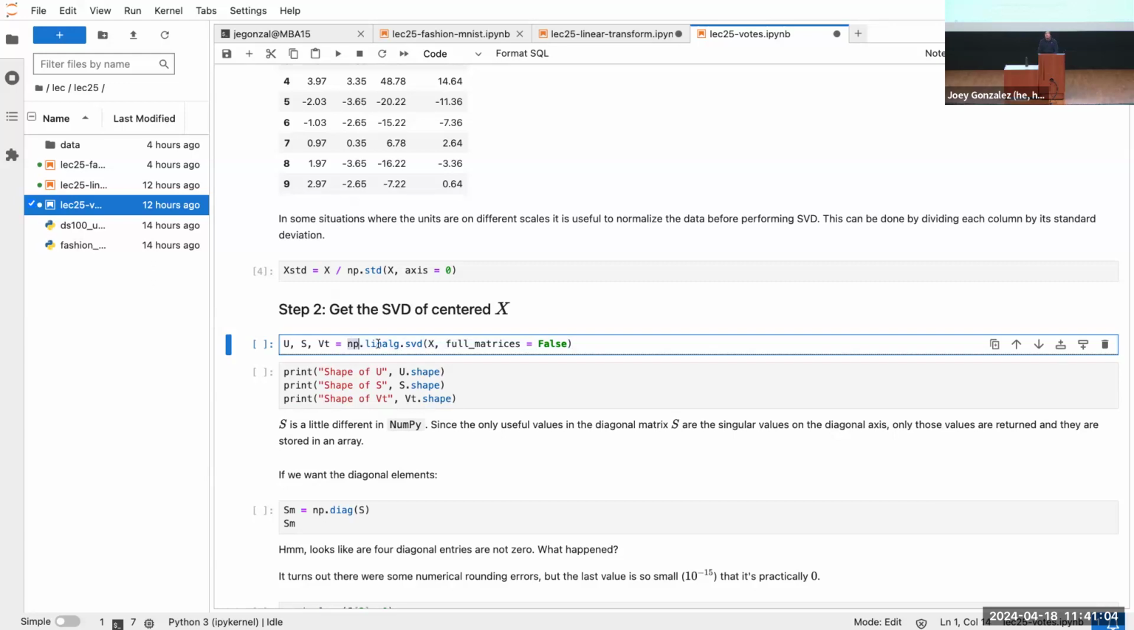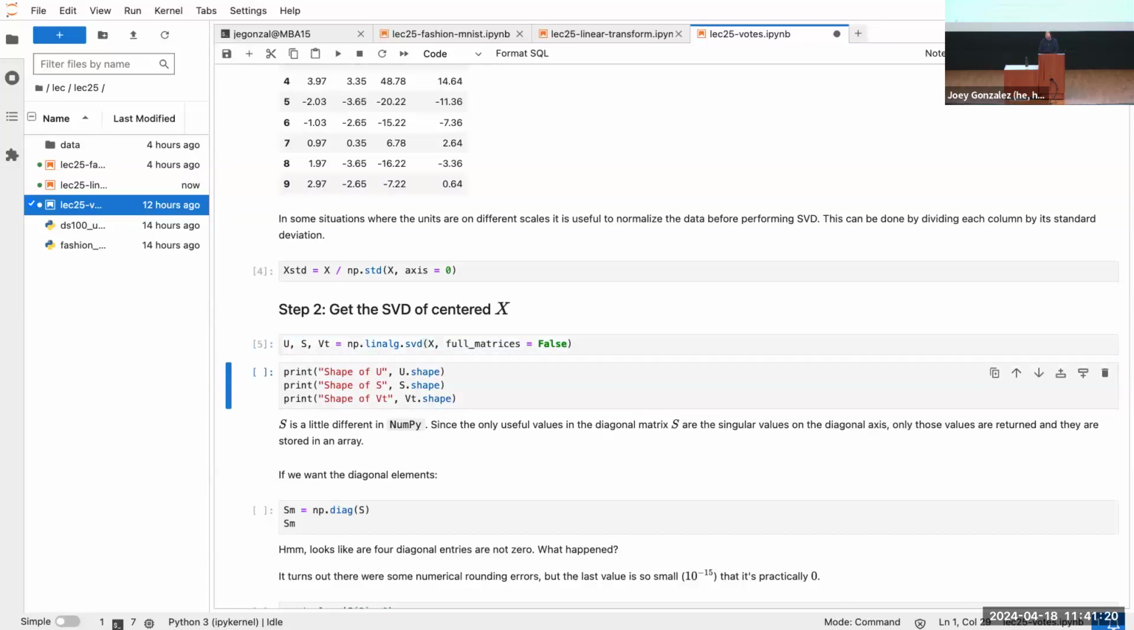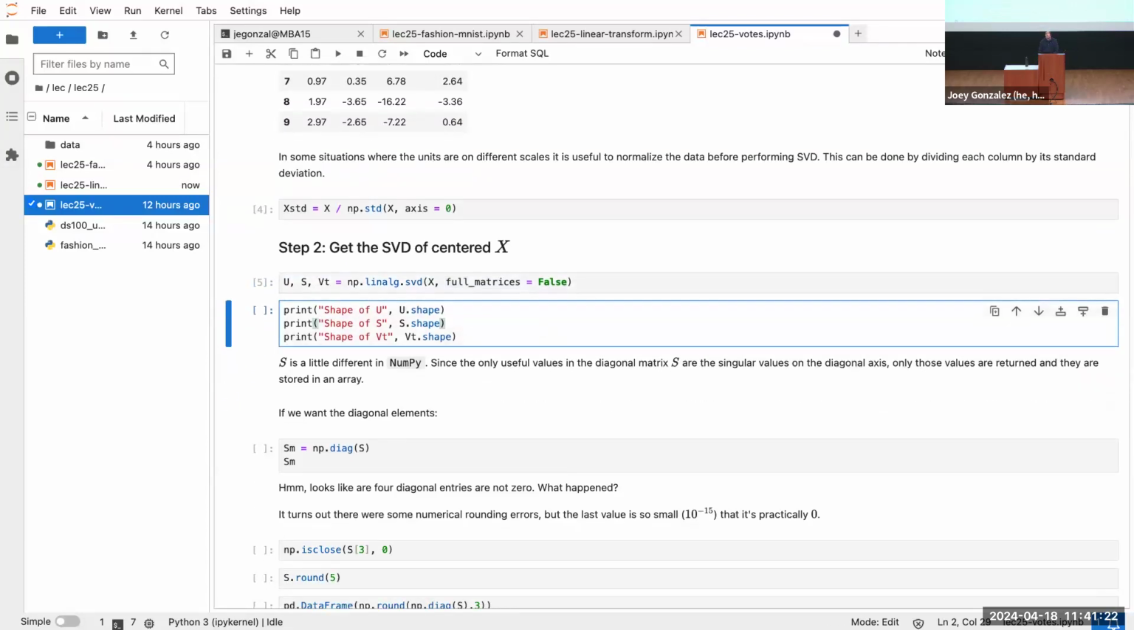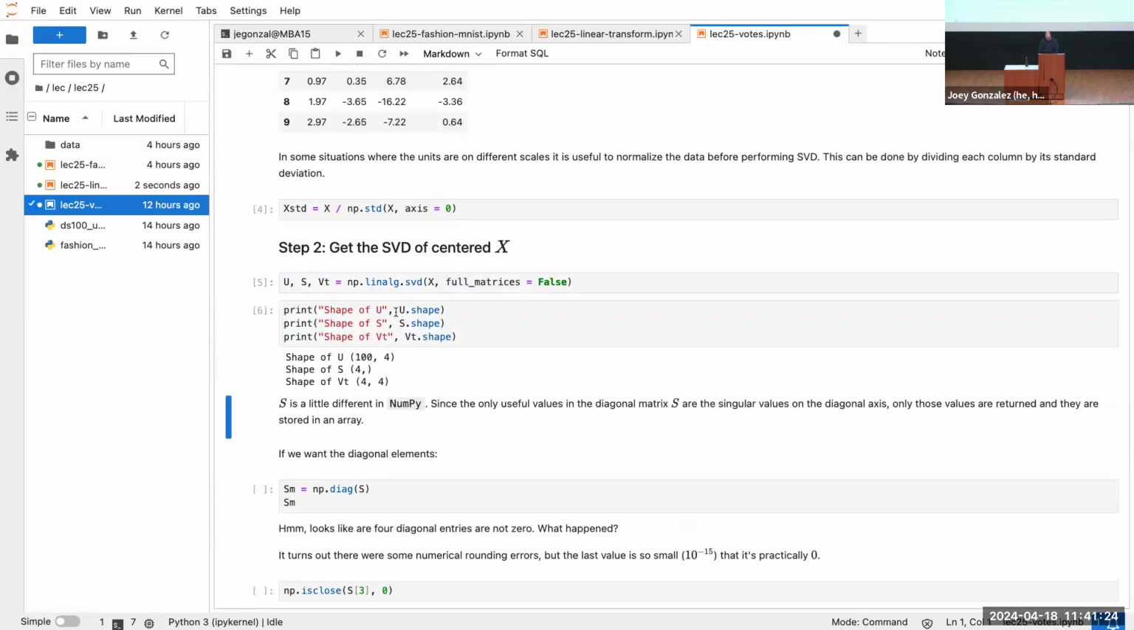So I'm going to say NumPy, the linear algebra library, SVD function of x, and I don't need the full matrices. If I was rank deficient, you can get additional eigenvectors even when the eigenvalues are 0. Don't worry about that. Just say full matrices is false, save some compute. So what do I get? I said before the shape of U is going to be n. My data was n, 100, by 4 dimensions. S is this diagonal matrix, which is just 4. That's weird. Come back to that in a second. And V T is 4 by 4.